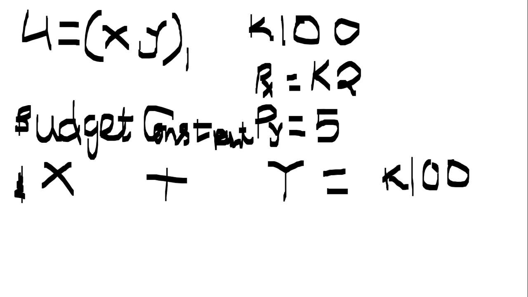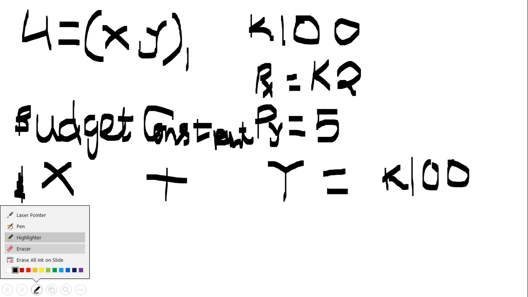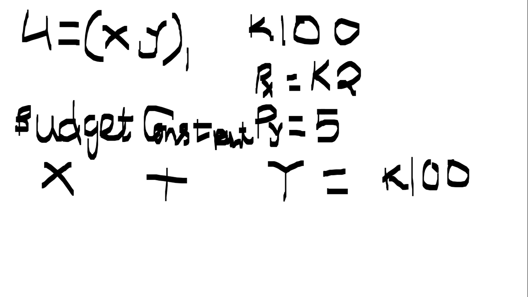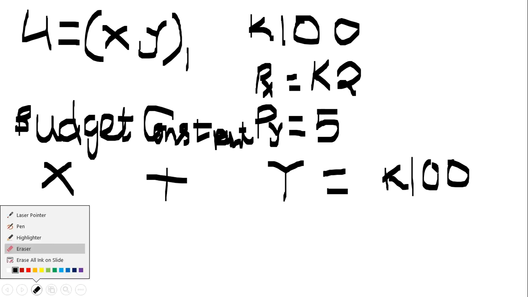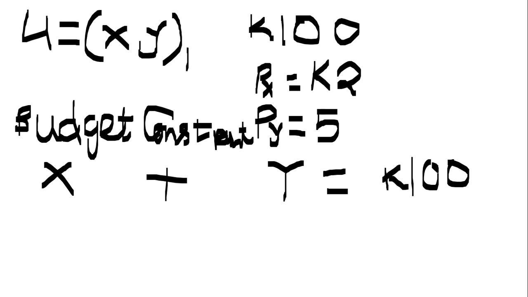But at the same time I know that these units of good X, I will not just get them for free, because there's a price attached to good X. So this means that when I get the price of good X, I multiply that by the units of good X.